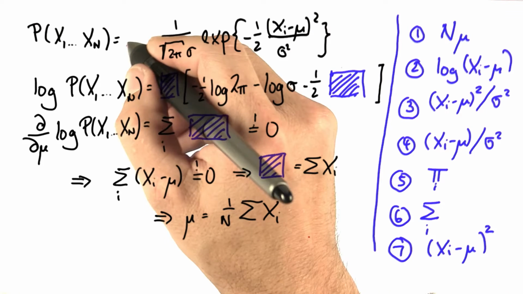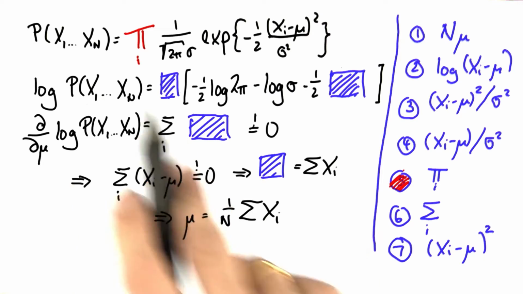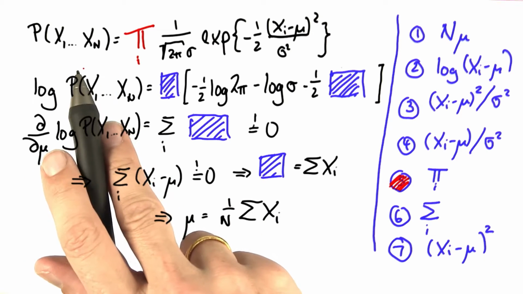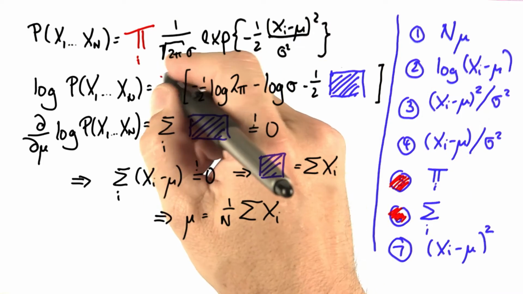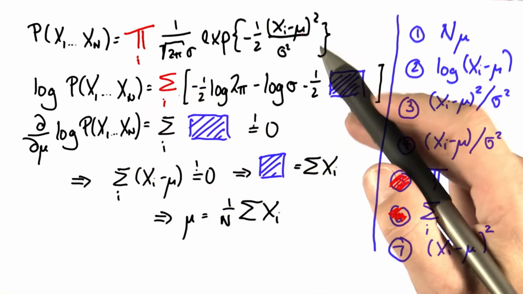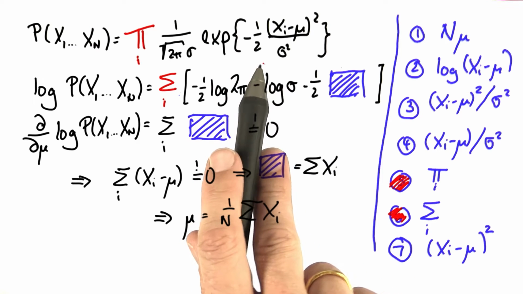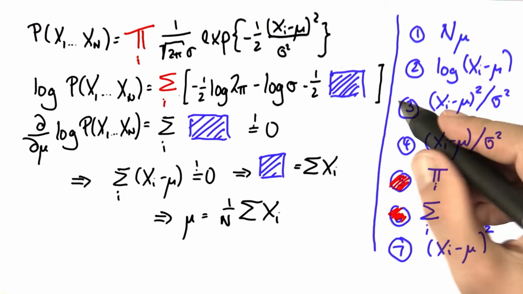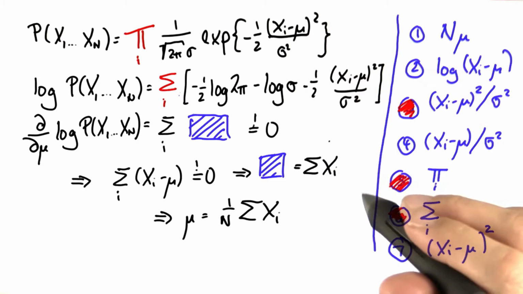The first thing you had to do is figure out that this is actually a product. So it's number 5. Because we have multiple data points, the probabilities multiply. Going to the logarithm, replace it with a sum. That is number 6. And the logarithm of the expression in the exponent is just its argument, which means number 3 is the solution here. We simply just copy this argument over.